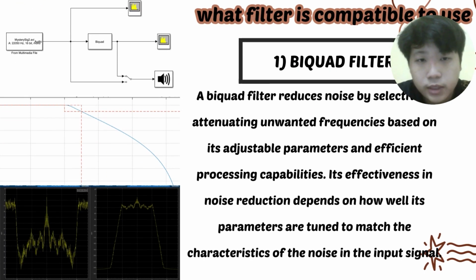So in task 3, we insert a Butterworth filter into the Simulink block diagram. The function of the Butterworth filter is to reduce the noise by selectively attenuating unwanted frequencies based on its adjustable parameters and efficient processing capabilities. Its effectiveness in noise reduction depends on how well its parameters are tuned to match the characteristics of the noise in the input signals. After we insert the parameters, we can see that the output signal is clearer without noise, and we can hear the people speaking very clearly.